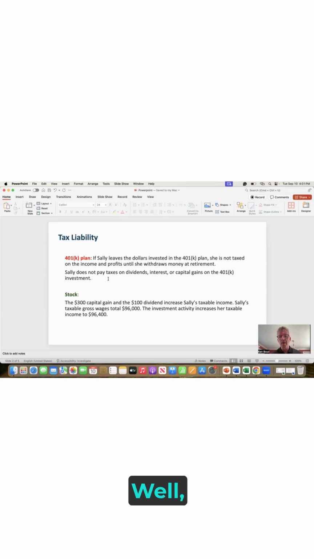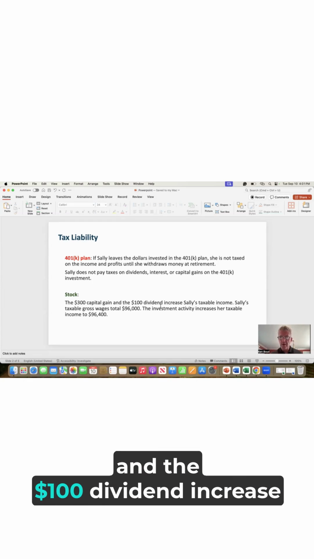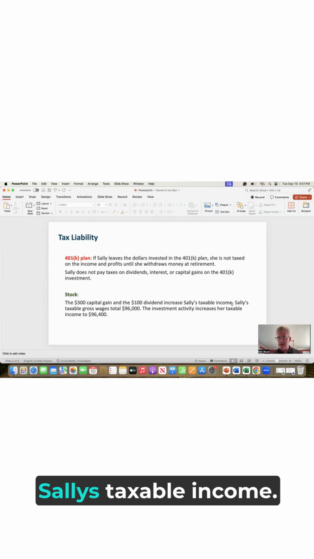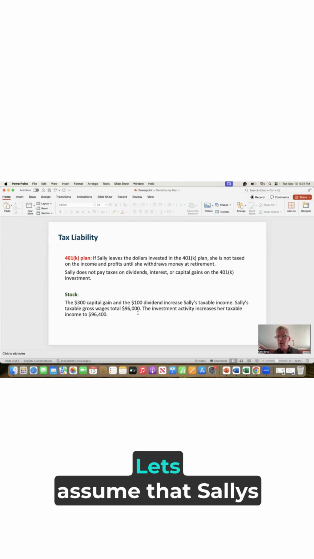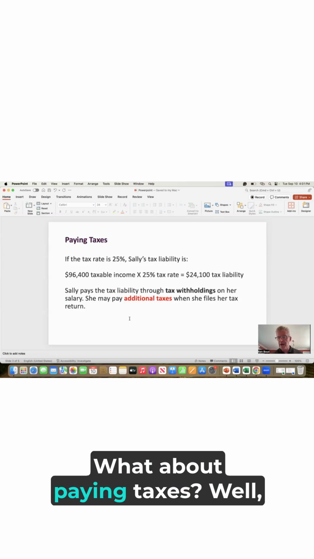What about the stock? Well, the $300 capital gain that we calculated on the prior slide and the $100 dividend increase Sally's taxable income. Let's assume that Sally's taxable gross wages, what she gets on her W-2, is $96,000. The investment activity increases her taxable income to $96,400.